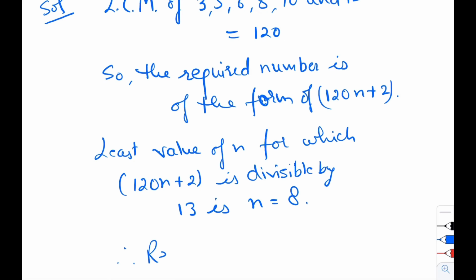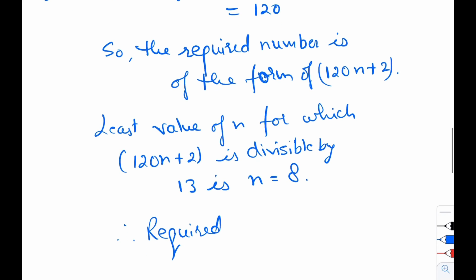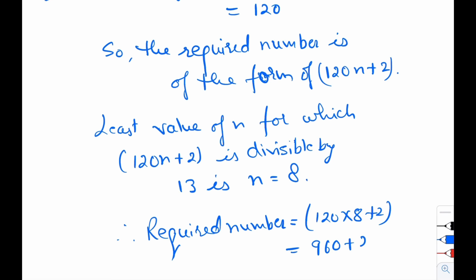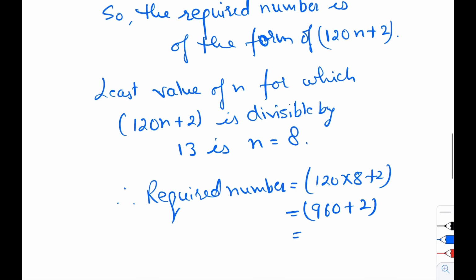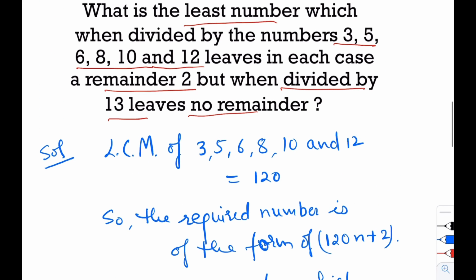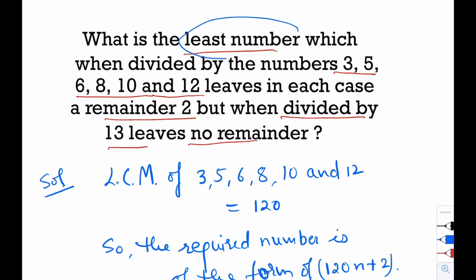Therefore, the required number is equal to 120 into 8 plus 2. So this is equal to 960 plus 2, and this is equal to 962. So our answer is 962. What is the least number? The least number is 962, and this is our answer.